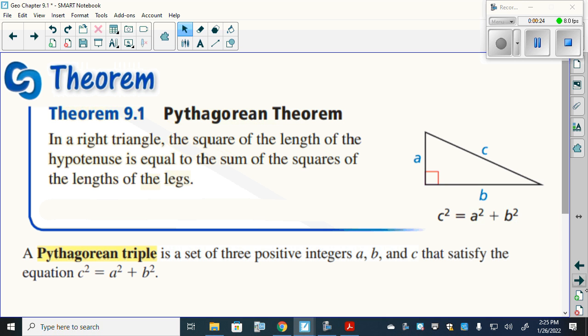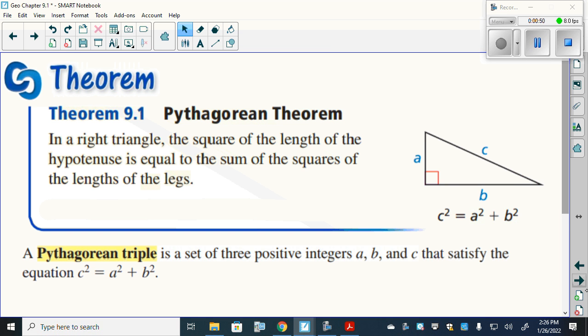So the Pythagorean Theorem is in a right triangle. So if we have a right triangle, the square of the length of the hypotenuse is equal to the sum of the square of the other two legs. Or as y'all probably more know it, a squared plus b squared equals c squared. That is the Pythagorean Theorem, and this works if we have a right triangle.